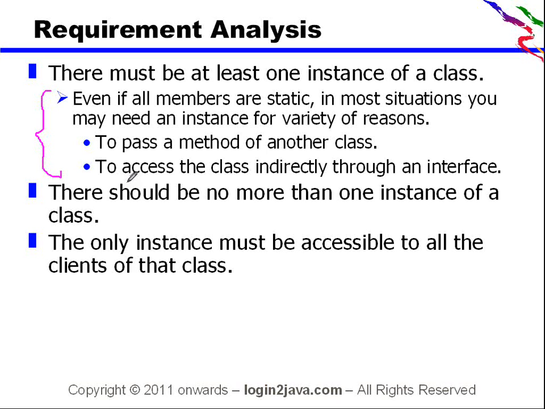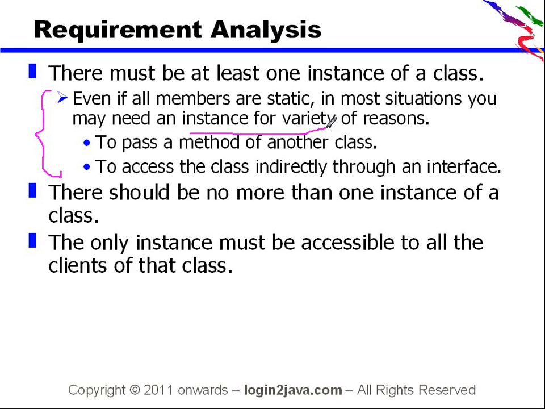Static class means when all the members are static, you can define it as a static class where all the methods are static, all the data are static, and you can use that. But what if we need an instance, maybe because of a situation to pass a method to another class? We need an instance if we are implementing an interface, because a static class cannot implement interface methods. So you need a single instance in that particular situation.